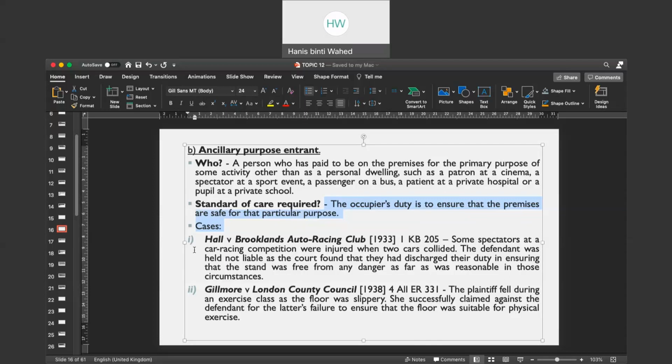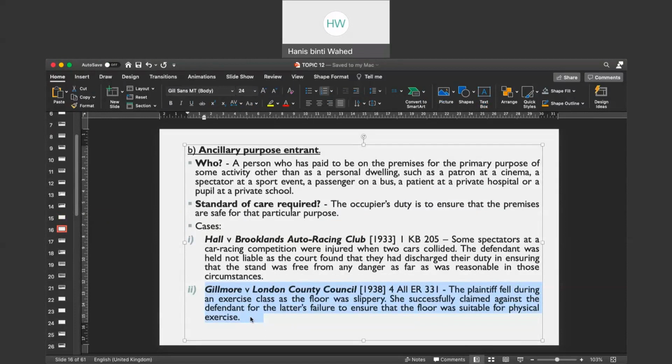So you can refer to many cases. For example, the case of Hall, the case of Gilmore. Ya, kalau you baca the case of Gilmore, the plaintiff dalam case Gilmore ni fell during exercise class. Okay, so dia enter into that premise untuk exercise tapi dia jatuh sebab the floor was slippery. So she successfully claimed against the defendant. Why? Because the failure of the defendant untuk make sure that the floor was suitable for physical exercise ya.